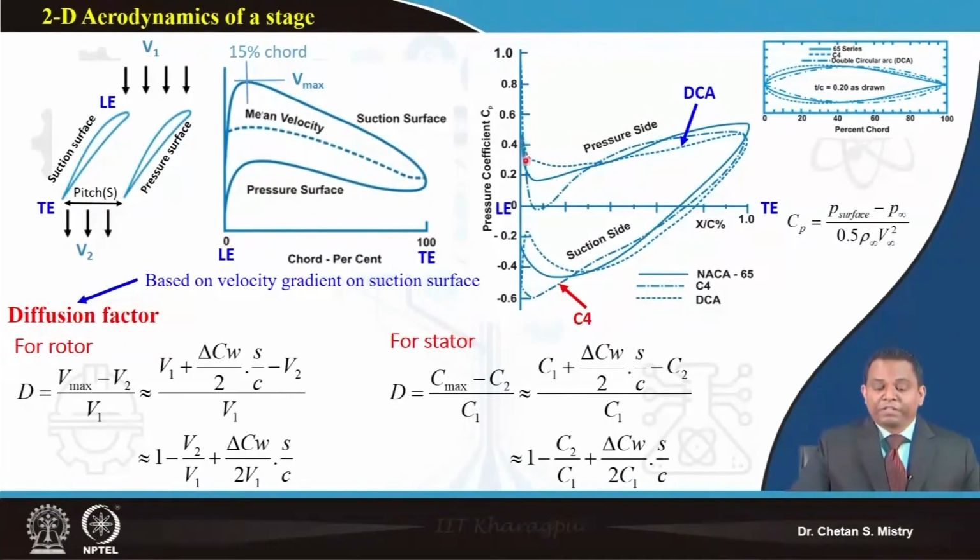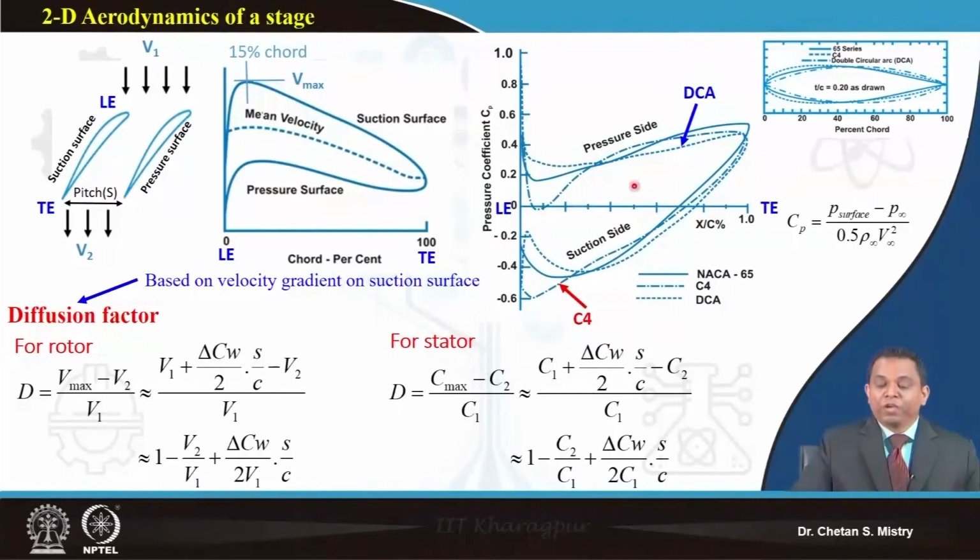This is what is represented for, say, NACA 65. Here also I will have acceleration of flow, but compared to your C4, my acceleration is slightly lower on the suction surface. In the same way, the acceleration is slightly lower on my pressure surface also. And here, this is representing my distribution of CP for NACA 65.